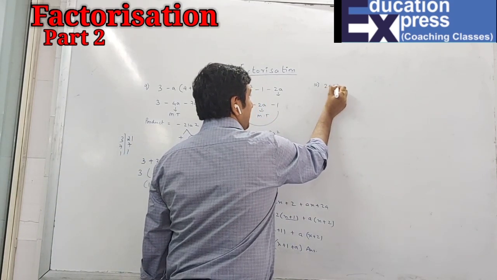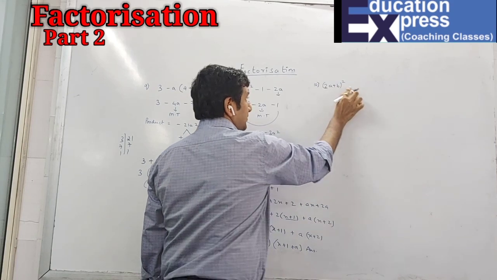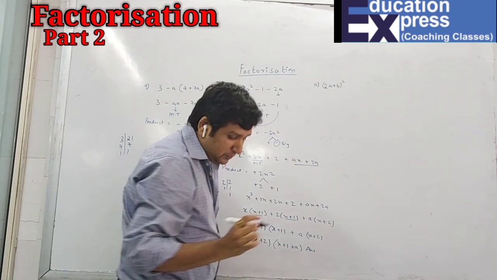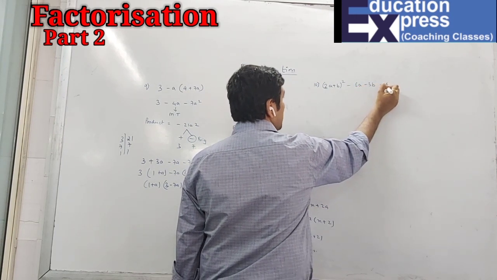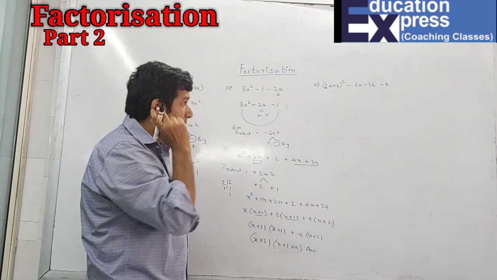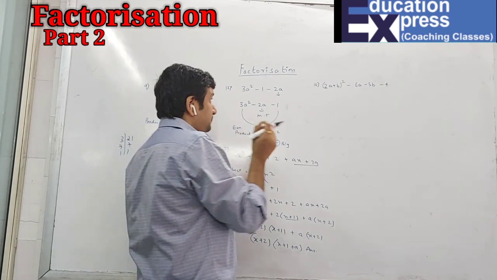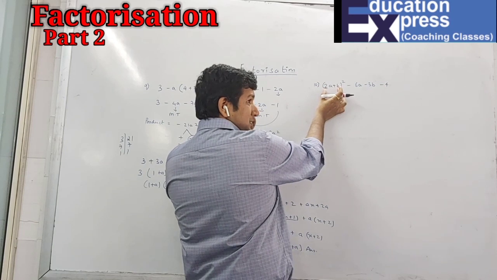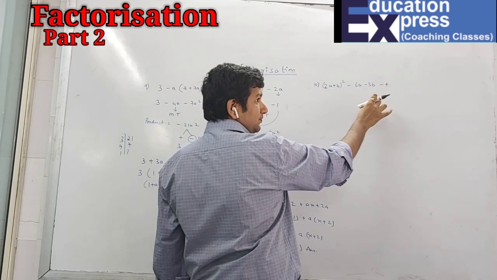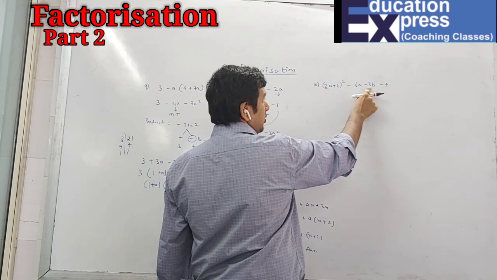2a plus b the whole square, a little lengthy sum but very important, minus 6a minus 3b minus 4. So students, you can all see one thing over here. As I've always said, factorize, you don't have to expand. So this will remain as it is. Now you have to find something common in these terms. So obviously these two have something common.